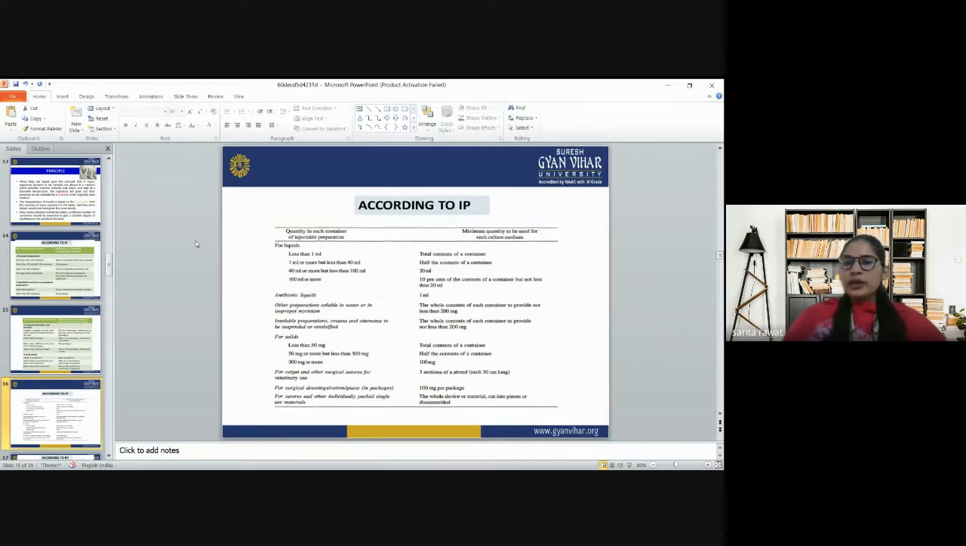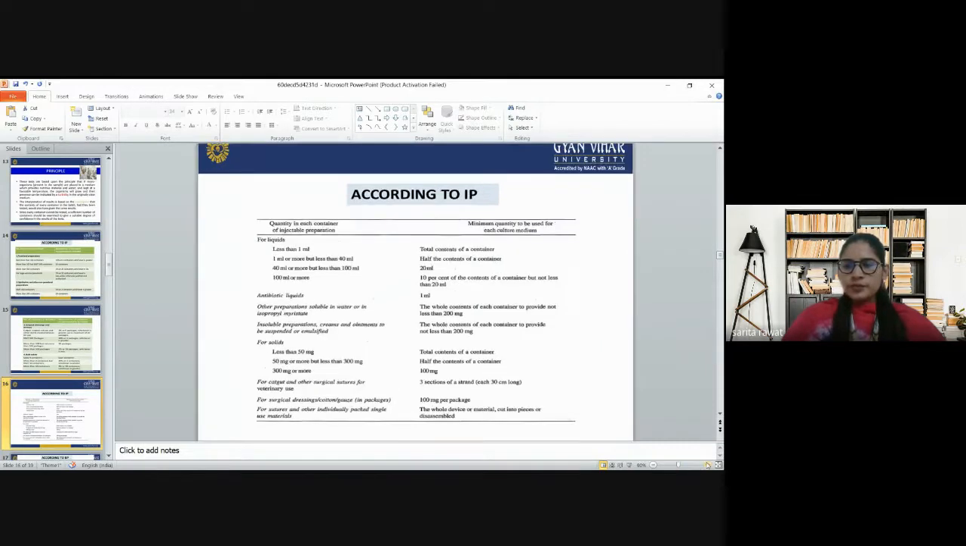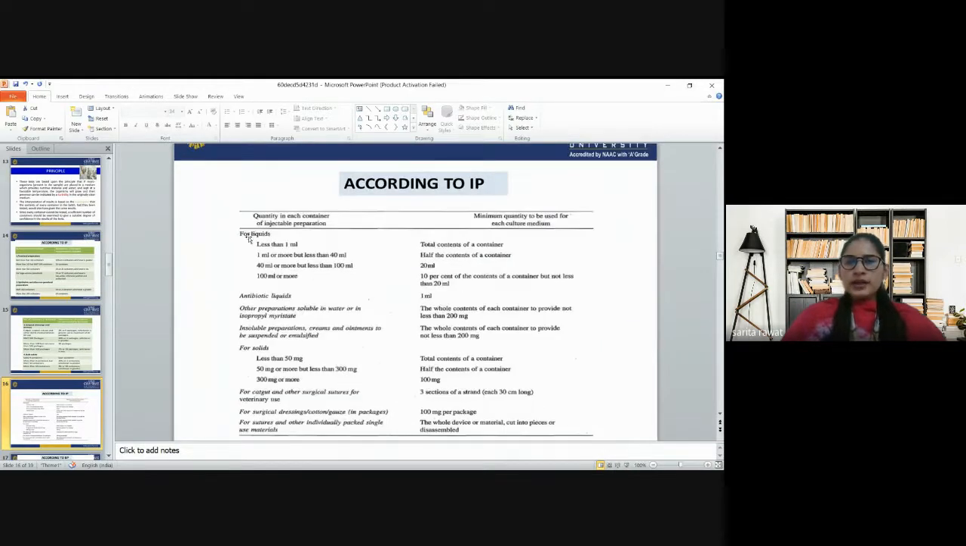Now, according to the IP, the quantity in each container of injectable preparation is as follows. This is for liquid solution. It is for less than 1 ml. So the maximum quantity to be used for each container medium is as prescribed.